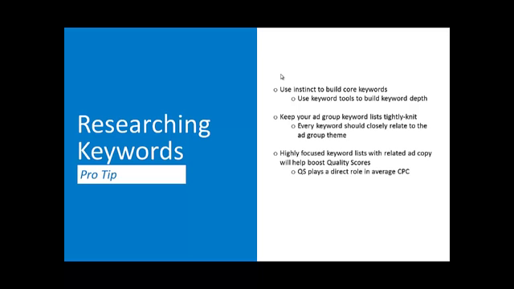Keeping your ad group keyword list tightly knit is really important for quality score purposes. The higher your quality scores on your keywords, the lower the average cost that you pay per click. So really try to find a way to tightly knit all your keywords together. It's going to help you with efficiency, it's going to help you with conversion rates, and it's going to help you pay less per click.